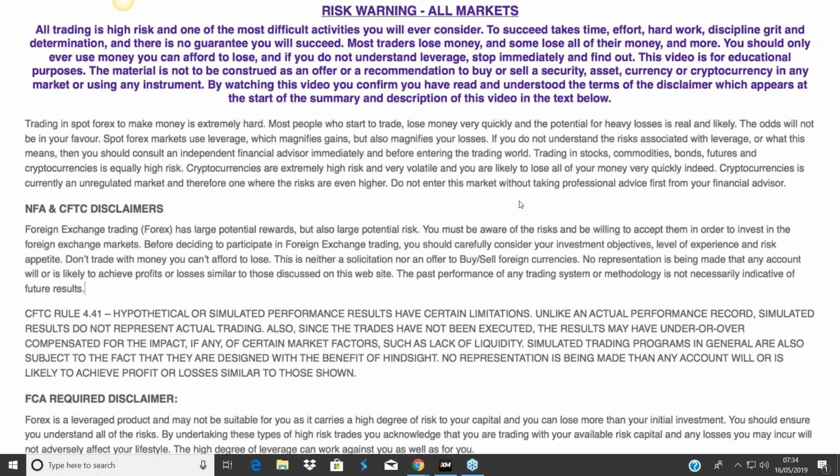But before we do, can I just remind you, this can be a very risky business, so please don't ever think of using money that you cannot afford to lose.